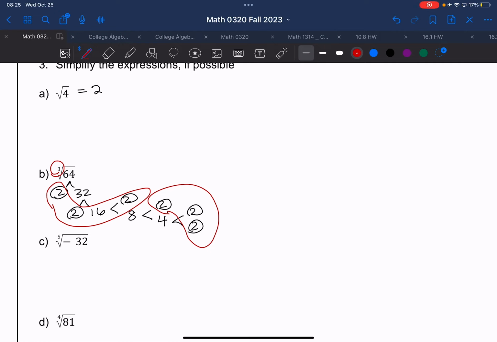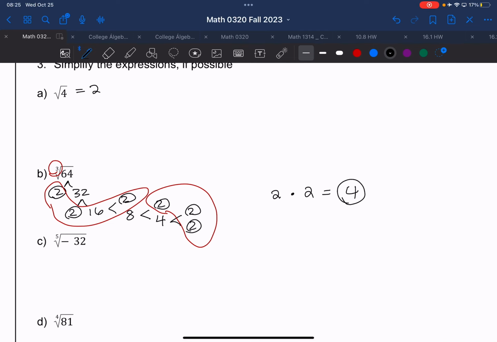Once I have my pairs, I'm going to take one number from each of them. So that means I'm going to take a 2 times another 2. 2 from my first pair, 2 from my second pair. Multiply them together and I get 4. That's my answer. So the cube root of 64 is 4. So again, you could choose to use your calculator, or you do this by hand, which is the prime factor tree.